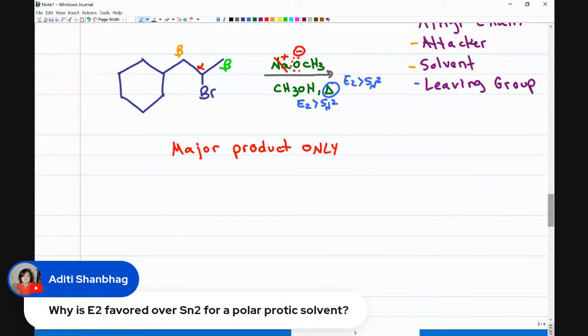Meanwhile, we have a question. Why is E2 favored over SN2 for a polar protic solvent? If you have a good nucleophile, one way to recognize something that will act as a nucleophile rather than a base is the ability for it to polarize the charge, to concentrate all of the negativity in one corner. But if you have a polar protic solvent, now you're surrounding that nucleophile with partial charge. That charge now distributes to match the solvent.